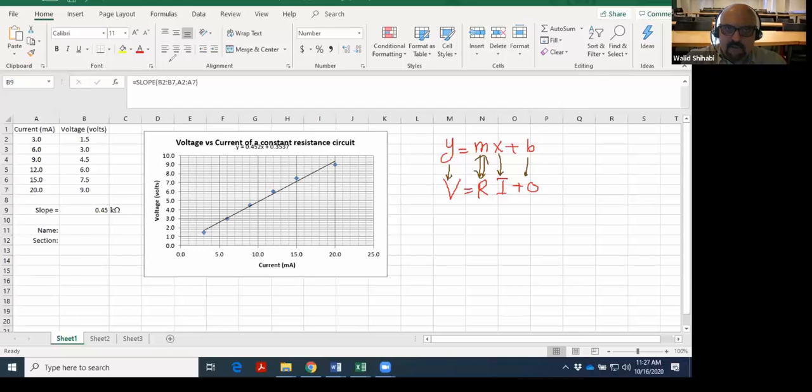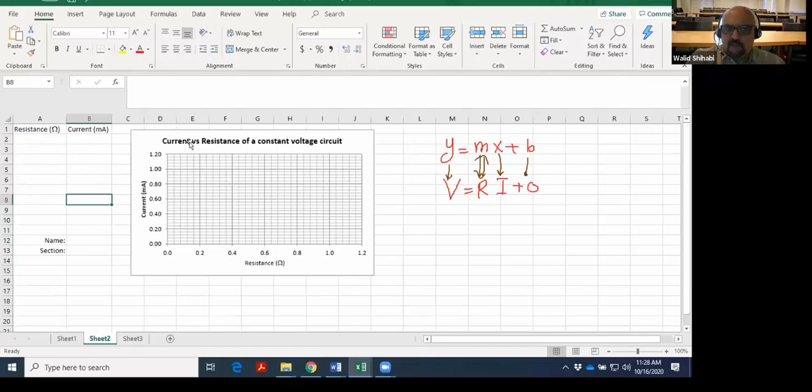Sheet number 2, you have to plot a graph of resistance versus current. So the first graph here was voltage versus current. The second one here, if you click on sheet number 2, is current versus resistance. So you record the values of the resistance here and then the corresponding current values. Now, what do you expect to get here? Current and resistance, are they directly proportional or inversely proportional? I'll let you figure it out actually when you do the experiment. So that's regarding the graph.